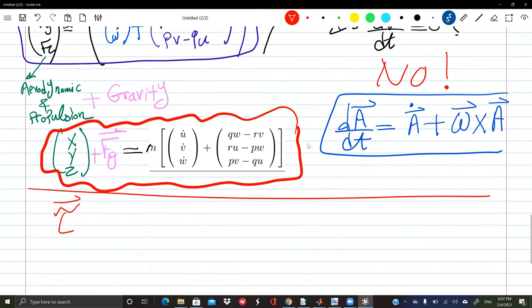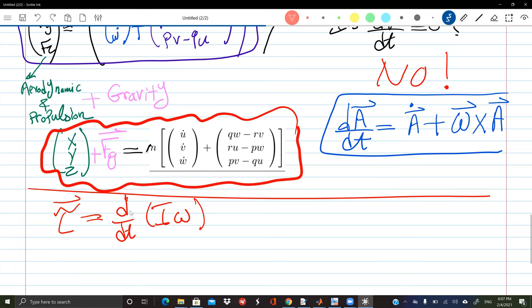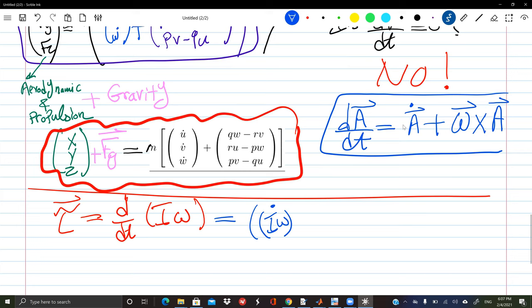So tau is d by dt of I omega. So I omega now is a vector, that's fine. And again, it is a vector represented in the body axis. So please, when you do d by dt, take care of the rotation of the body axis. Nothing more than this simple vector differentiation formula. So let's apply it. d by dt for any vector is the vector dot, whatever the vector name. So it's I omega dot plus omega cross the vector, whatever the vector is. The vector again is I omega.